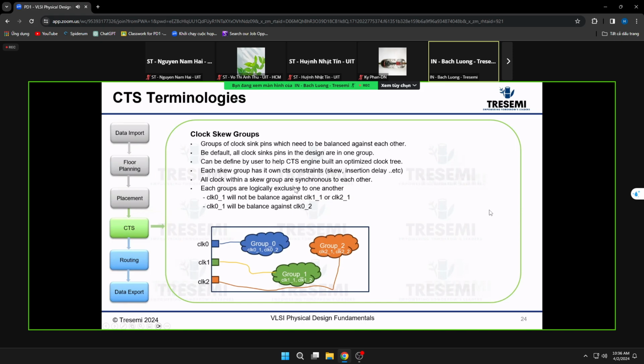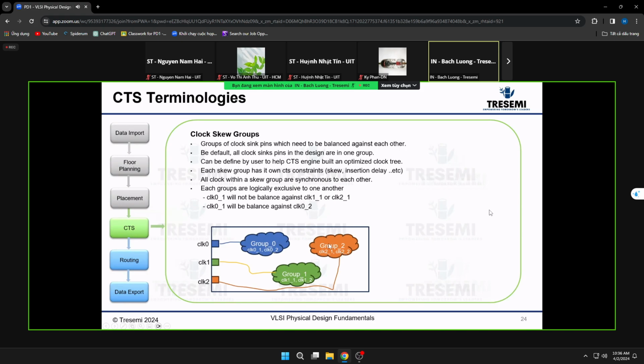Exclusive means not related. For example, here you have clock 0 on group 0, and it will not be balanced against this clock over here or clock 1 over here. They're completely unrelated, not synchronous to each other. So if you define the clock groups and understand them, it will help the tool balance better, instead of having one giant group with so many sinks.